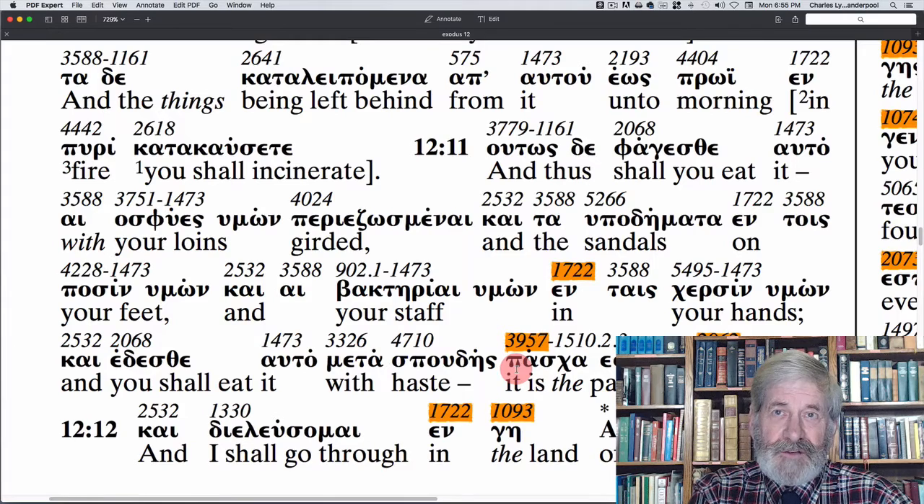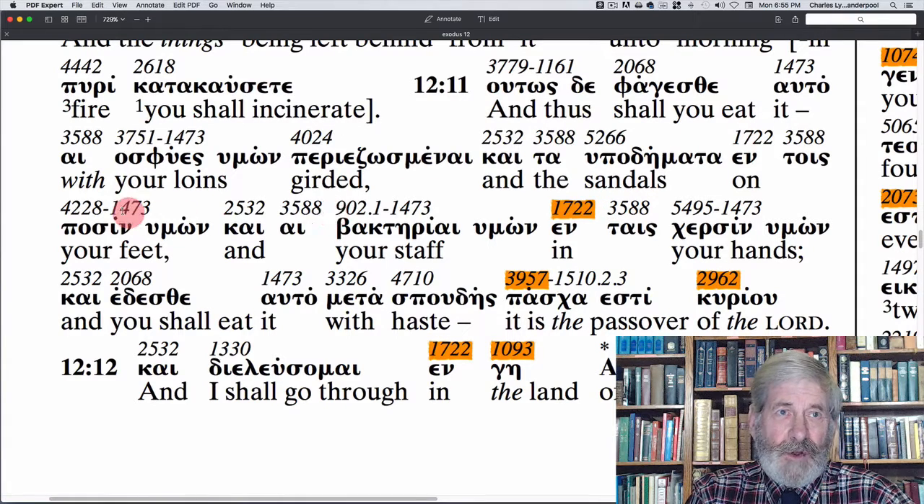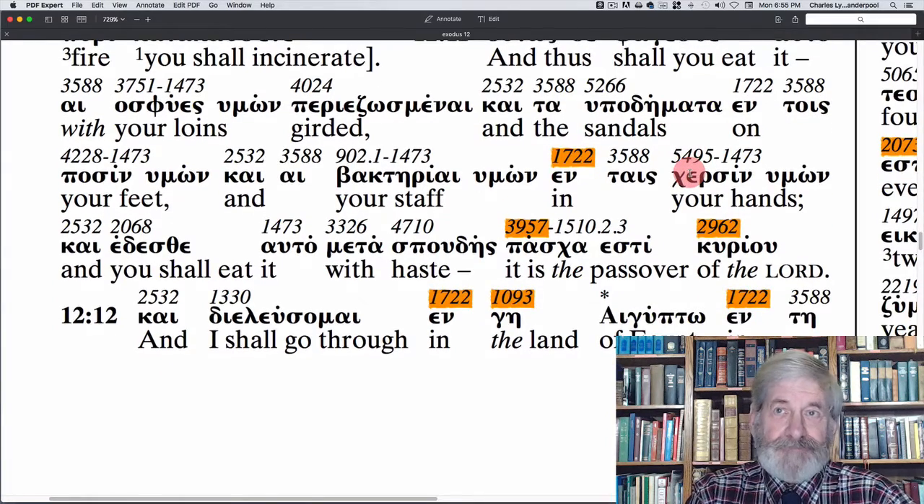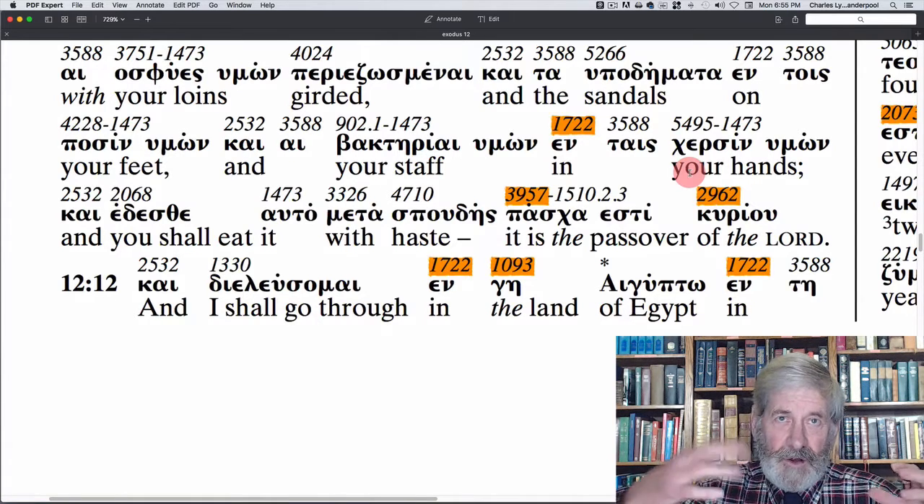And so it continues, and thus shall you eat it, the new year, with your loins girded, and the sandals on your feet, and your staff in your hand. So they're standing up, eating all this food.